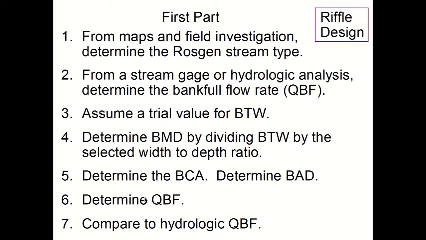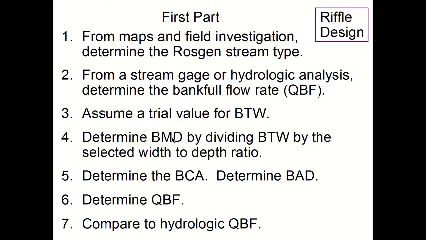So if you're doing the riffle design, the first part is, from the maps and field investigation, determine the Rosgen stream type. From a stream gauge or hydrologic analysis, determine the bankful flow rate. And then assume a trial value for the bankful top width.